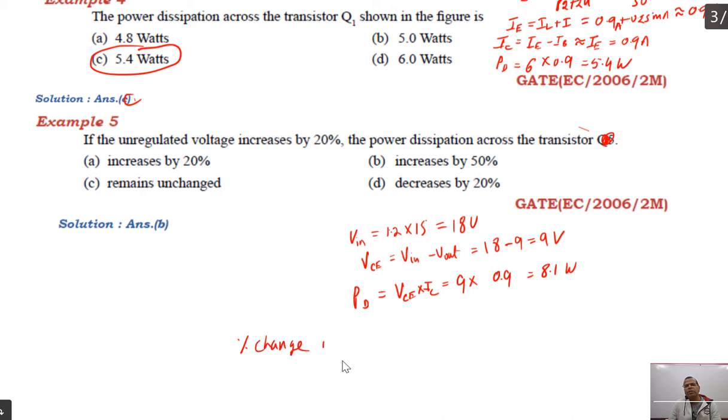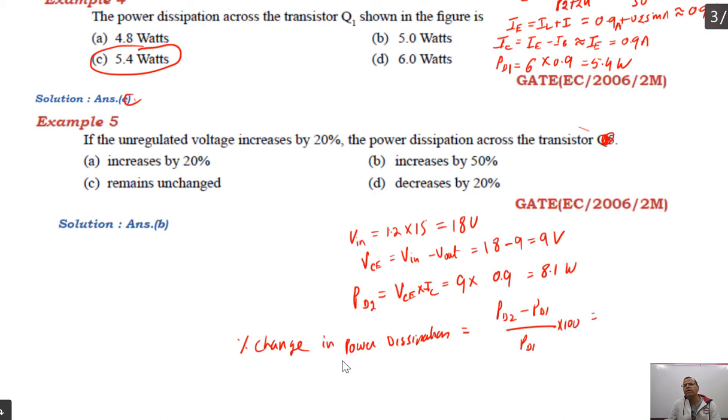Percentage change in power. Say this is PD2, and say this is PD1 now. So percentage change in power dissipation will be what? That can be written as PD2 minus PD1 divided by PD1 multiplied by 100.